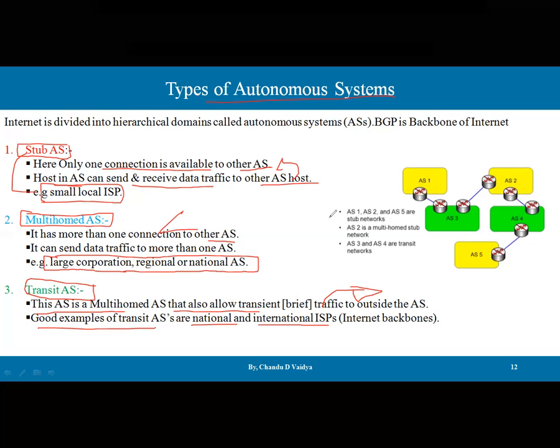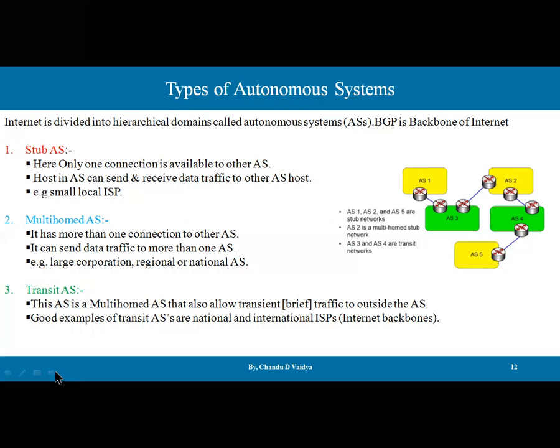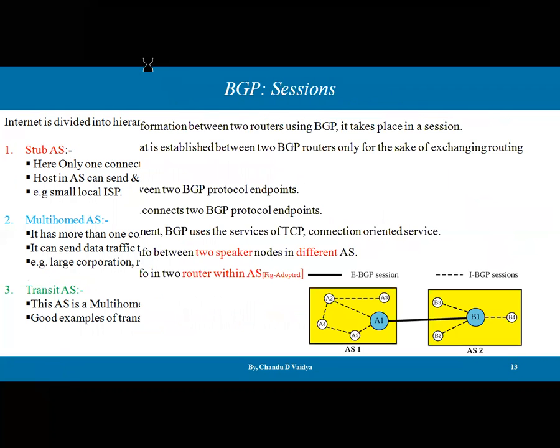If you see the diagram, guys, autonomous system 2 and autonomous system 5 are examples of stub networks. Autonomous system 2 is a multi-homed network because it involves more than one autonomous system. And third, autonomous system 3 and autonomous system 4 belong to the transient network, guys. So this is the concept of the autonomous system, used only to divide the internet into different regions.